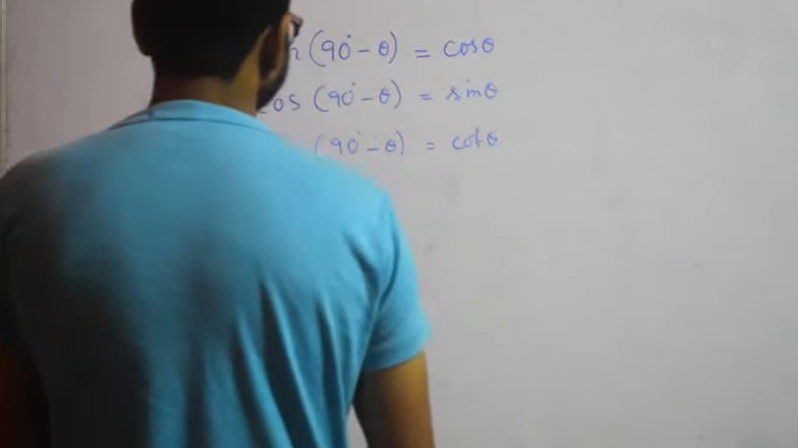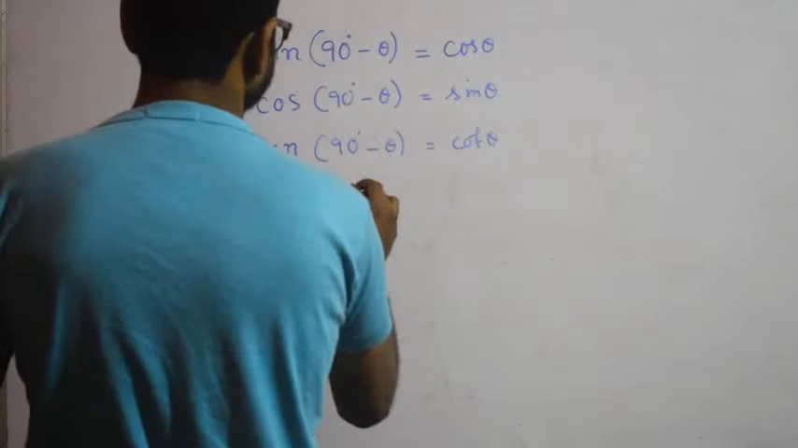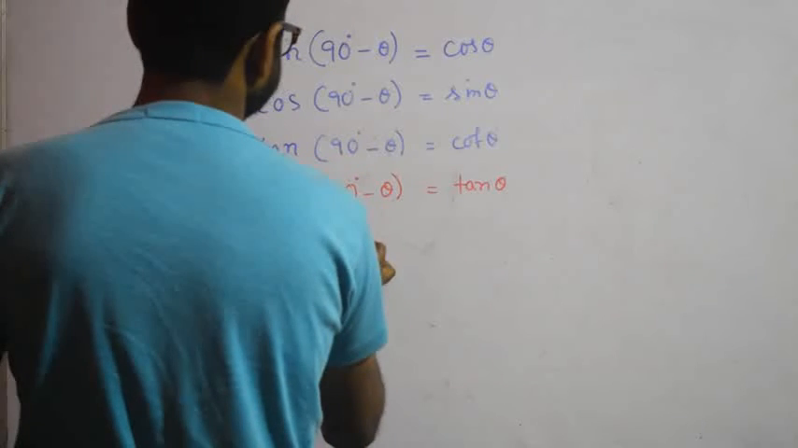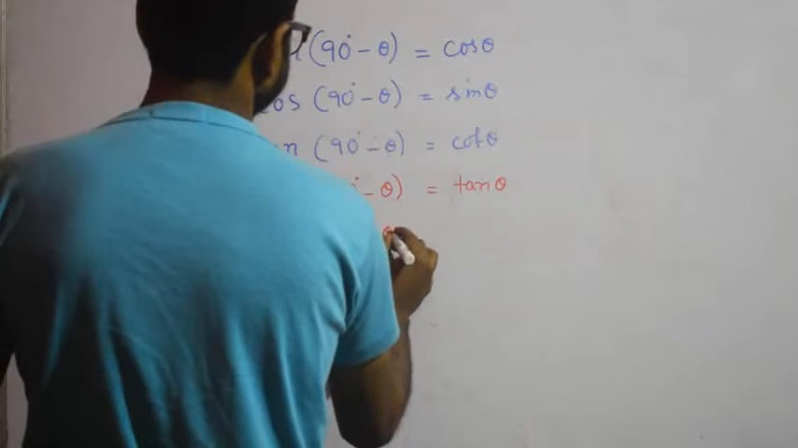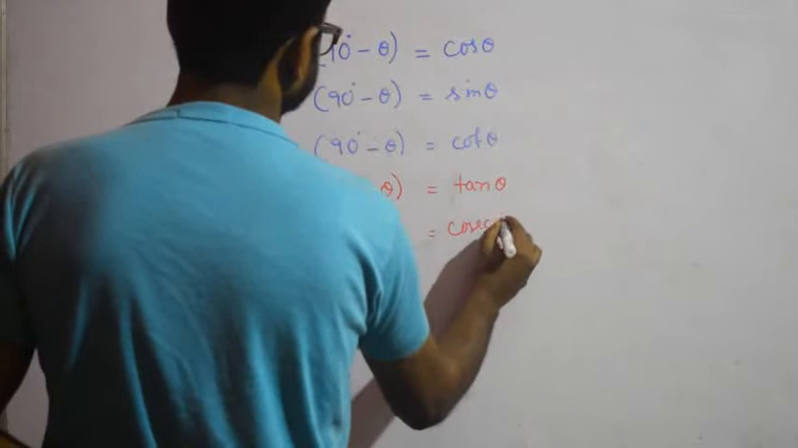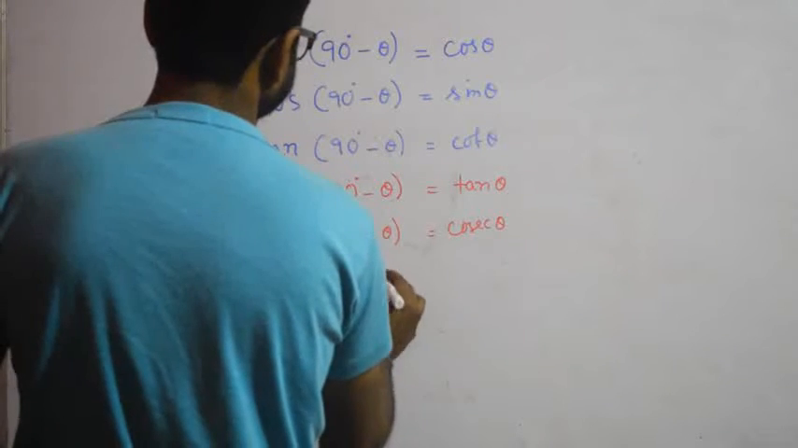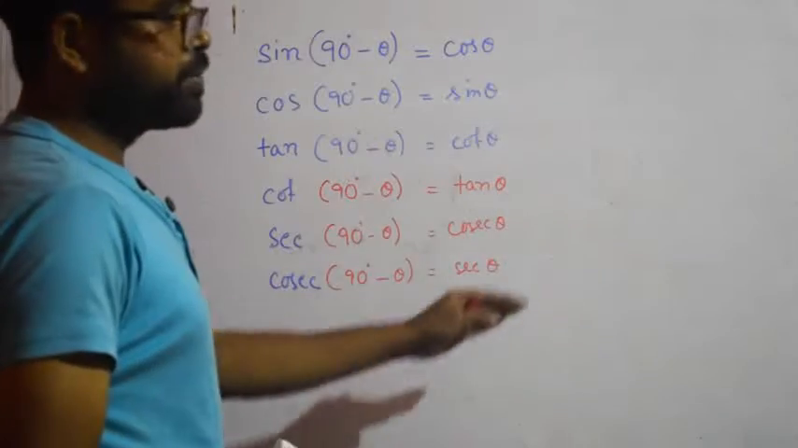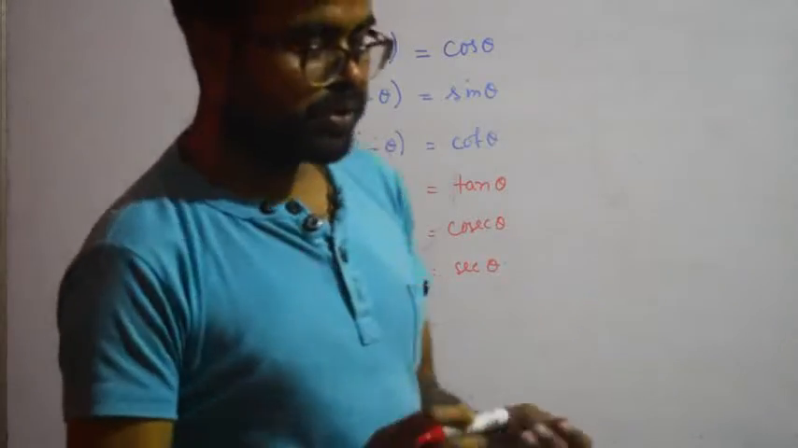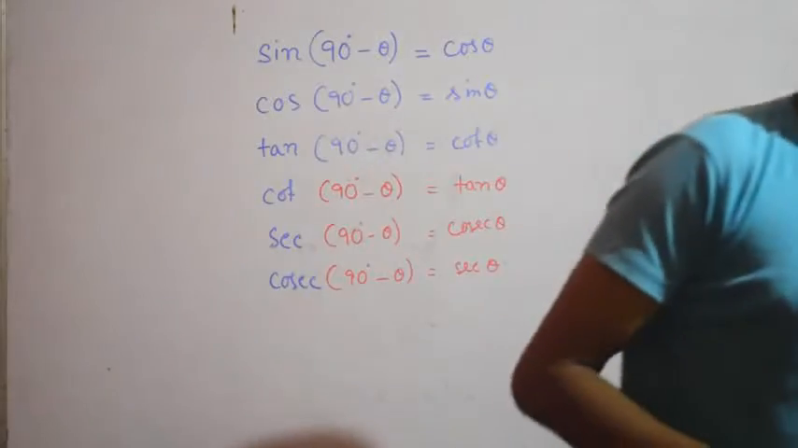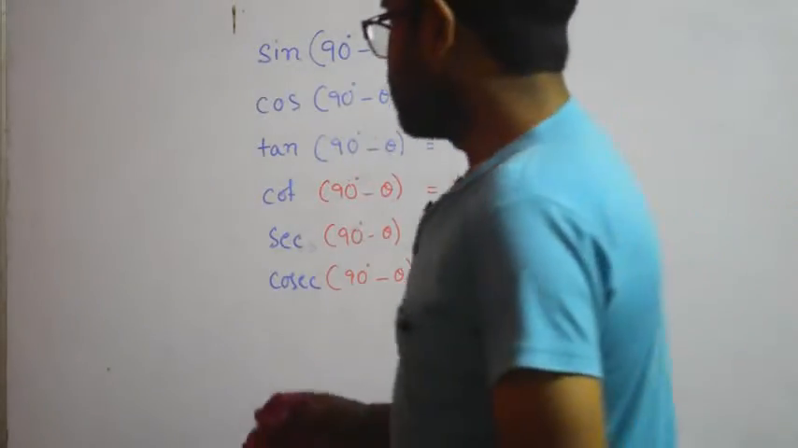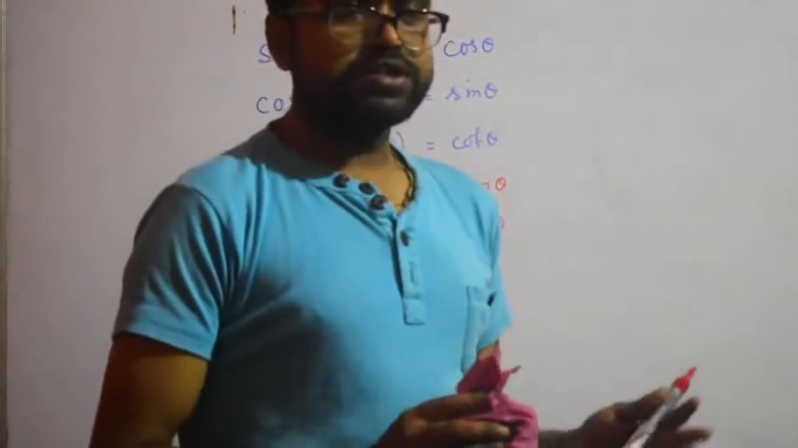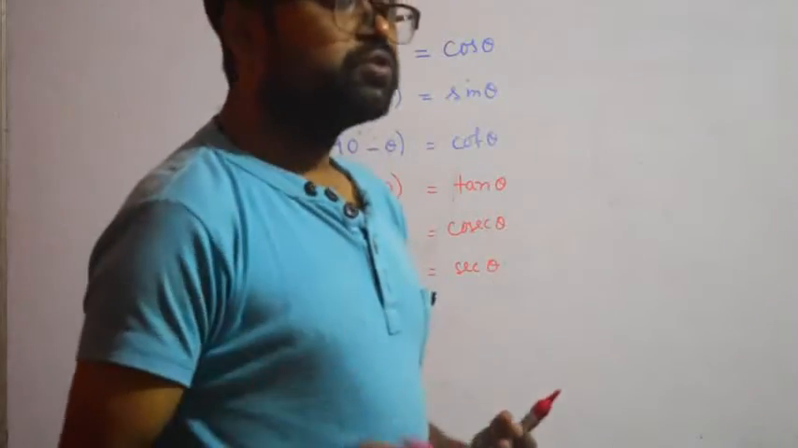Similarly, cot of 90 minus theta will be equal to tan theta, and sec of 90 minus theta will be equal to cosec theta, and cosec of 90 minus theta will be equal to sec theta. You have to remember this while doing our exercise 8.3. I will discuss some important questions one by one, and try to manage all the questions from this video so that you can do it yourself at home.